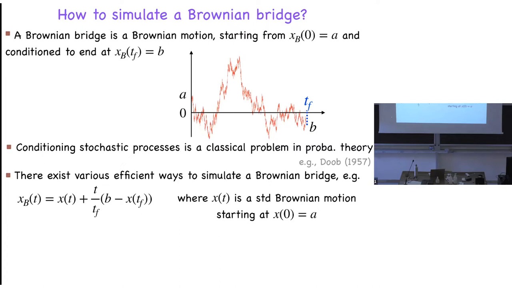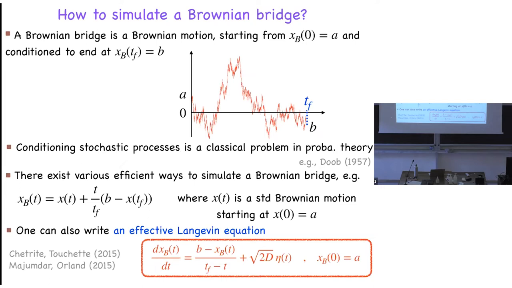Now, this is nice, but I would like to have something which is more like an effective Langevin equation for this process. That means the equivalent of dx/dt equals noise for the simple Brownian motion. What's the equivalent for the bridge configuration? It turns out that this question was considered in the physics literature relatively recently in these two papers. And one can write a simple effective Langevin equation for the bridge, which is of this type. Here you just have the standard white noise, but there is an effective drift, which explicitly depends on time, and also on the final time. So tf is the final time.